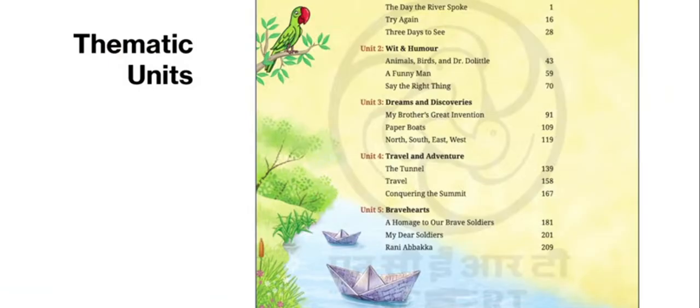So our thematic units, you must be wondering, the first unit is on learning together. So learning together, the day the river spoke, try again, 3 days to see. Now thematic unit does not mean that the theme is very narrow. Here we have taken 360-degree coverage of the theme.